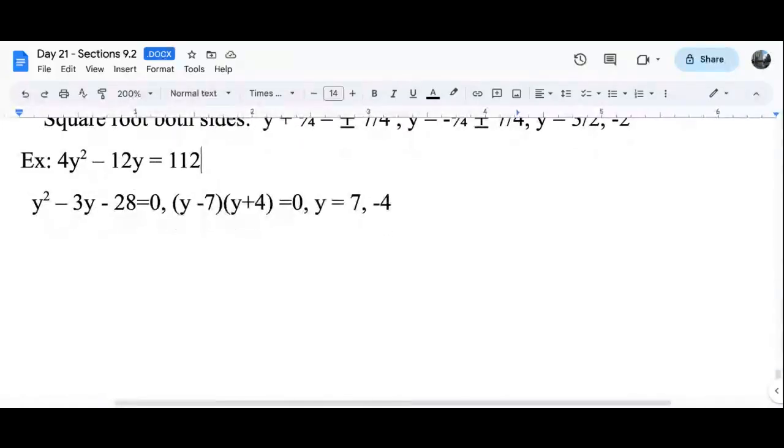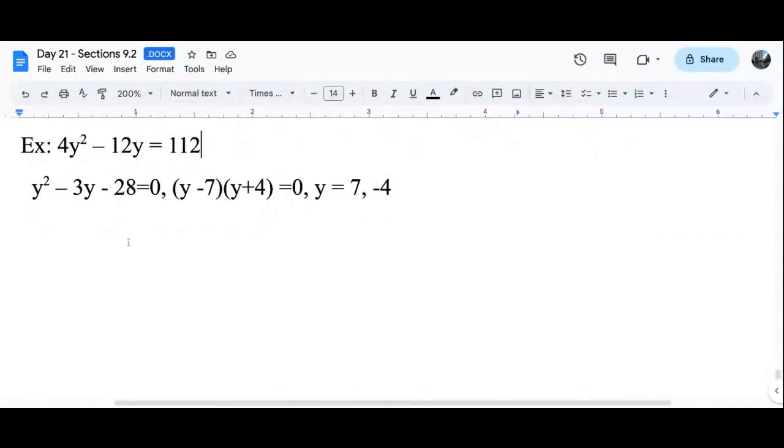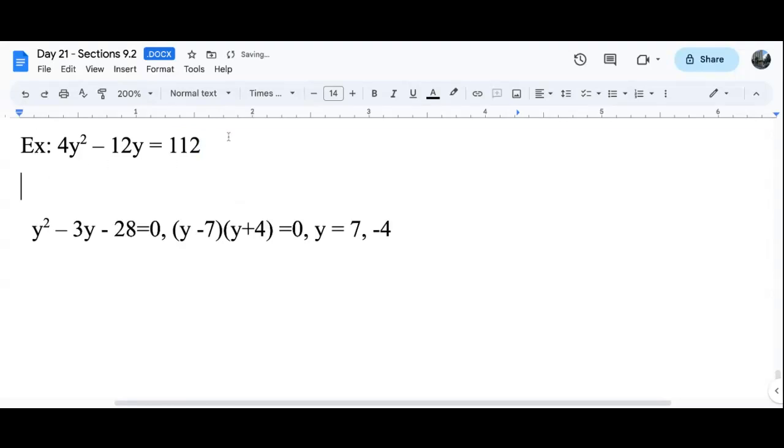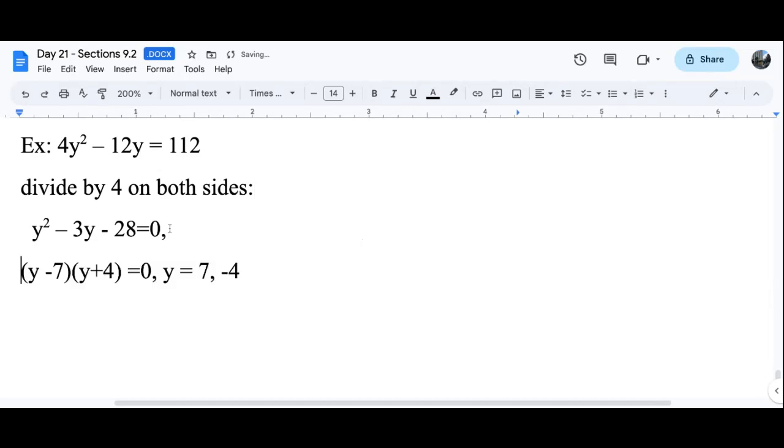Okay, let's see the next example. So I have a 4 here. Maybe 4 is a factor. Let's see. Yes, 4 is a factor. So we can divide by 4. If 4 is a factor of every term, we just divide by 4 on both sides. If we do that, we get this.